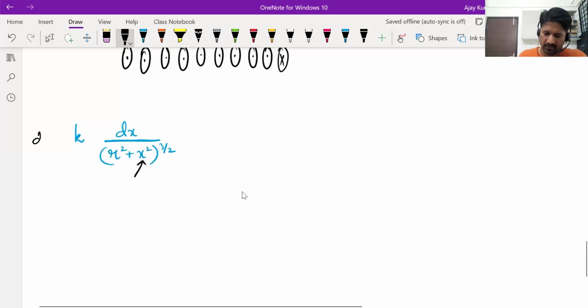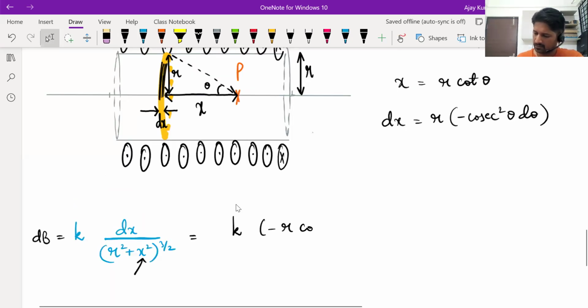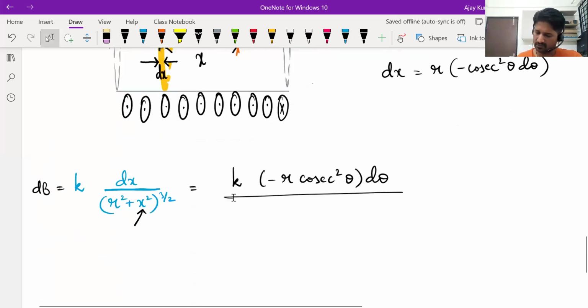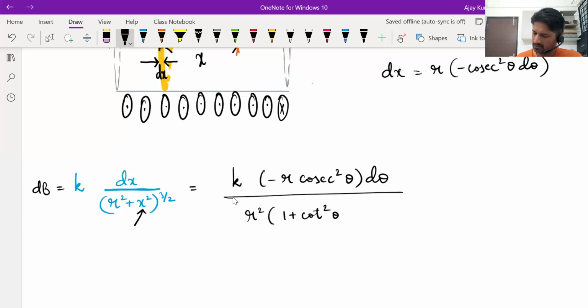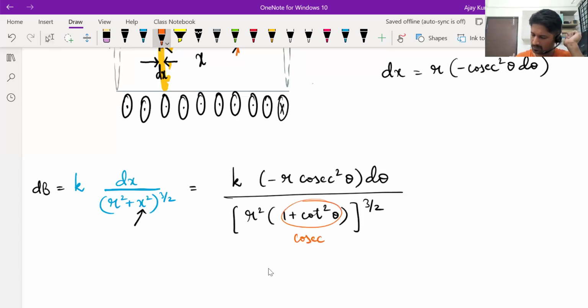The constants we will substitute later. So this was the small magnetic field produced by one element. This now changes to k. In place of dx, we are going to write minus r cosecant square theta d theta divided by r square plus x square. x square becomes r square cot square theta. So the denominator becomes r square into 1 plus cot square theta whole power 3 by 2. Is there any trigonometric identity for 1 plus cot square theta? Cosecant square theta. Okay, fine. So this part becomes cosecant square theta.